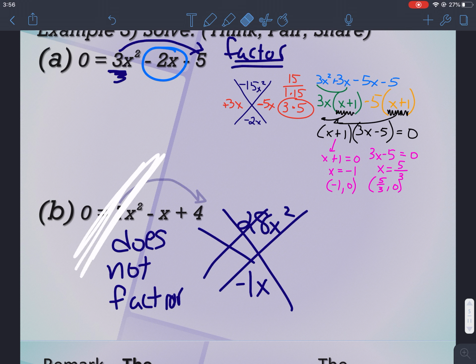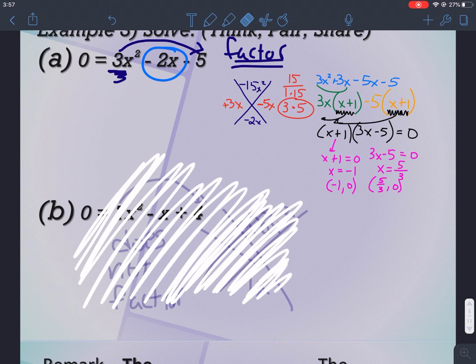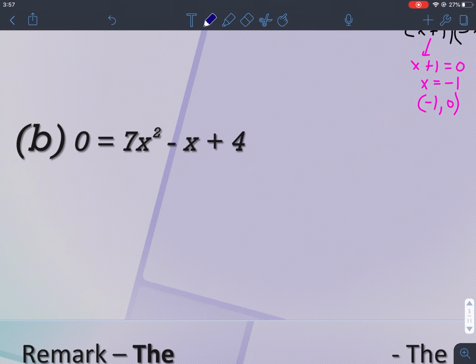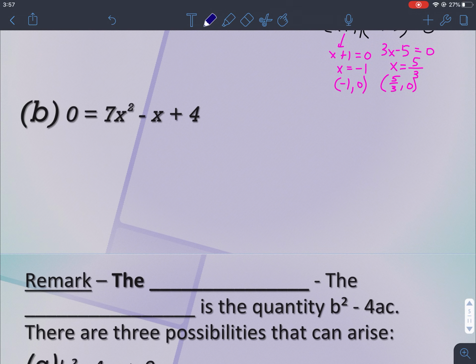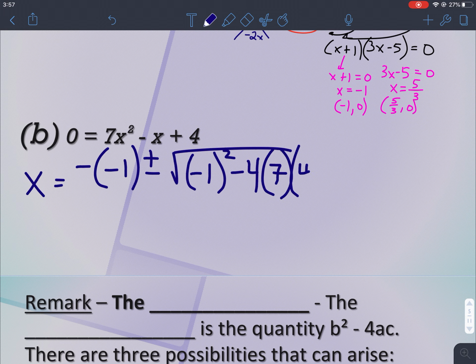So let's erase some of this. And I encourage you to now pause the video one more time and see if you can solve part B using the quadratic formula. All right, here we go. x is equal to negative b plus or minus the square root of b squared minus 4 times a times c, all divided by 2 times a.